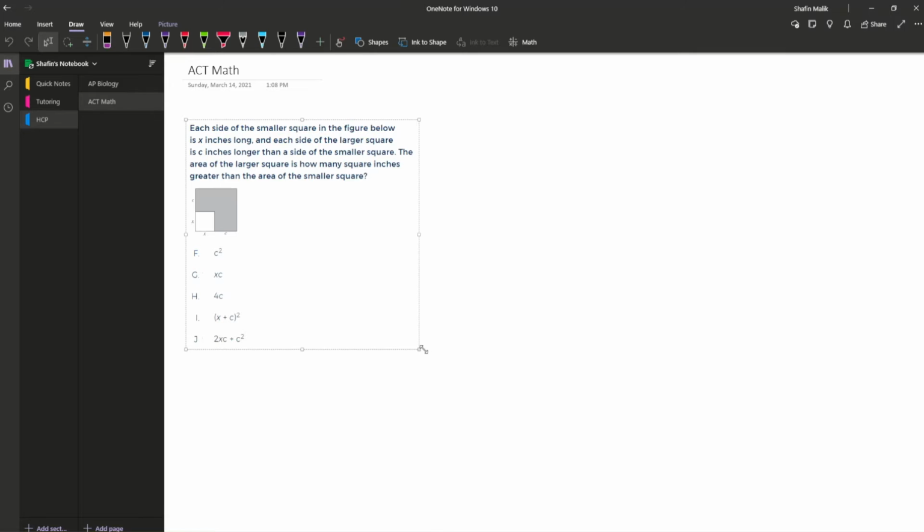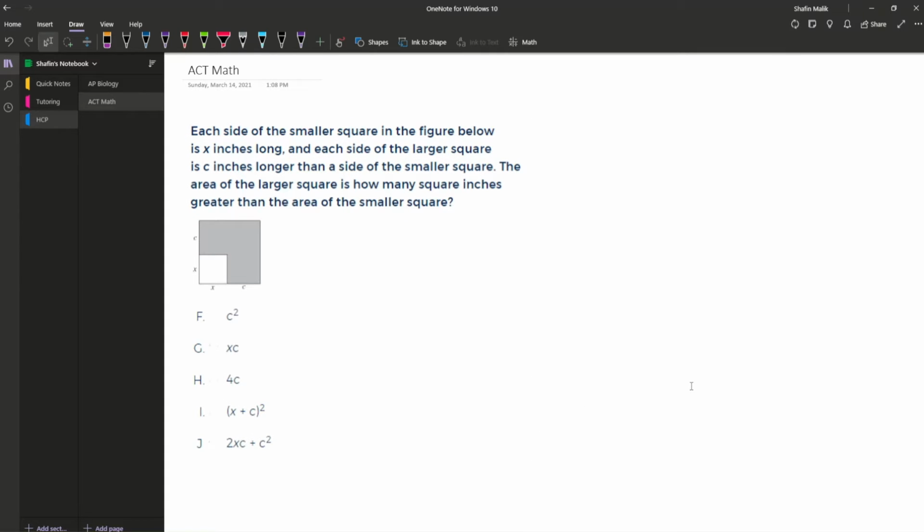So here we have a square with another square inside, and we have the labeled distances or sizes of the sides. The small square has an x for one side, and naturally the other side is also x. And what the problem is saying is that each side of the smaller square in the figure below is x inches long, which is exactly what we see in the figure. The small square is x squared in area.